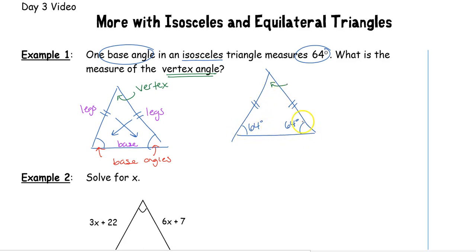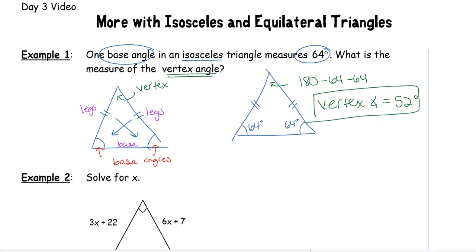If I know two of my three angles, I can do that by the triangle sum theorem. I know that all three angles in the triangle have to add up to 180. So we do 180 minus 64 minus 64, and we find that the vertex angle is going to be equal to 52 degrees.